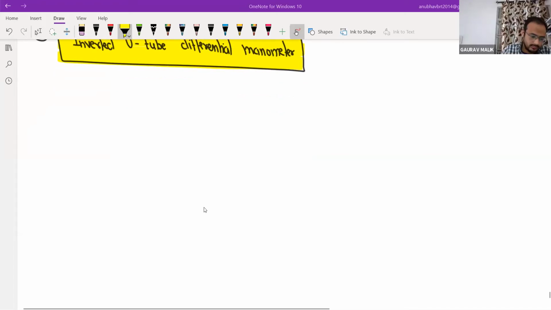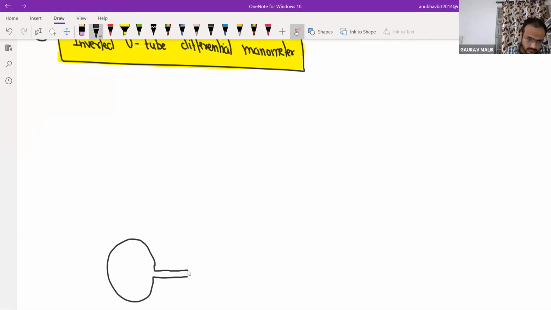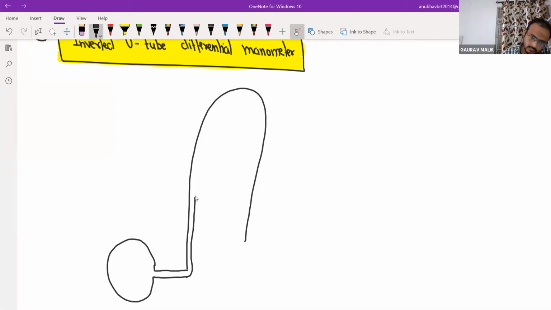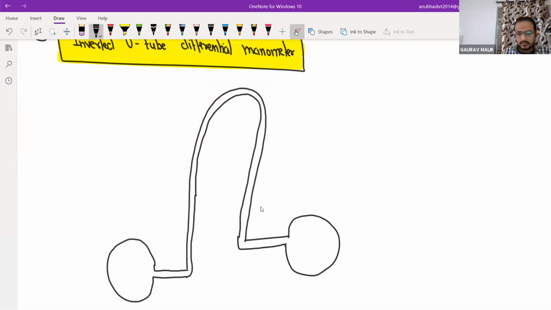Draw diagram. Why is this not like that in a zigzag manner? It will be a straight one.